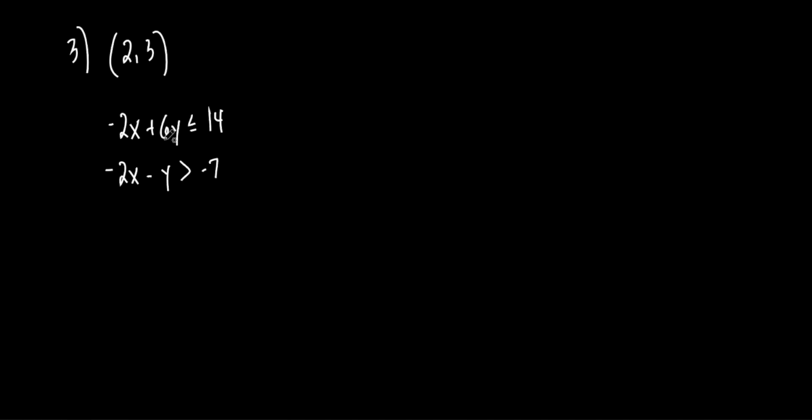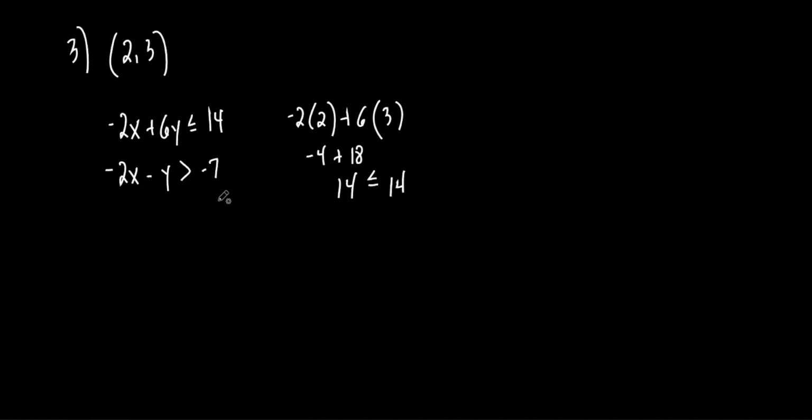Okay? So I could give you something like this. What do you want to do? You just want to take that x and y, stick it in here, and see if it's a valid statement, right? If the left side is less than or equal to 14. Well, let's give it a shot. What are we going to put in for x? A 2, right? So negative 2 times 2 plus 6 times y, which is 3. Let's figure that out. That's negative 4, plus 18. That's 14, correct? Is 14 less than or equal to 14? Yeah, it is equal to. So that part of it is okay.